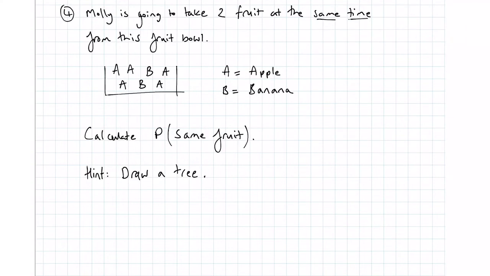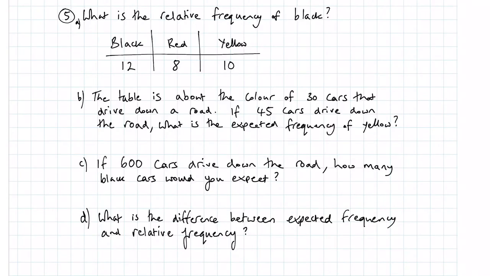On to question 5. Now this is the topic we're doing in class this week. You've got some cars that have driven past a person, and the colour of those cars has been recorded in this frequency diagram. And we're then asked some questions about it. So you need to work out the relative frequency of black, red and yellow, and then use that to answer the questions that are below this table here.